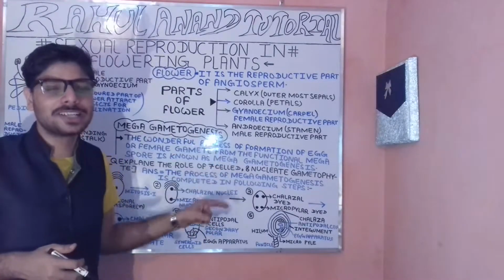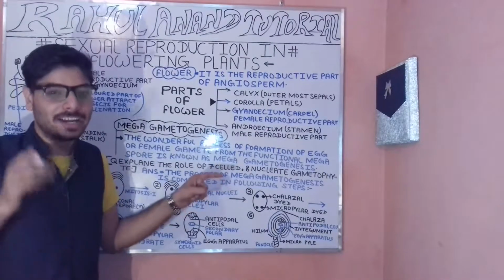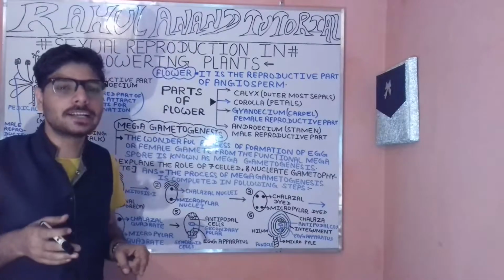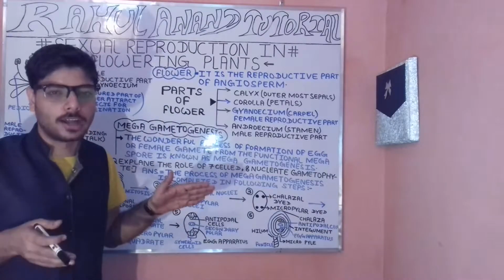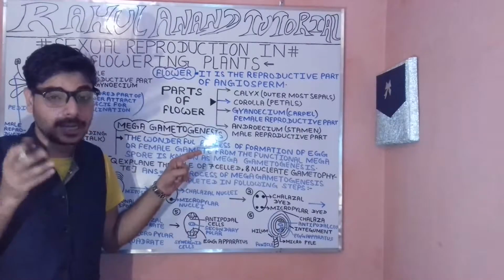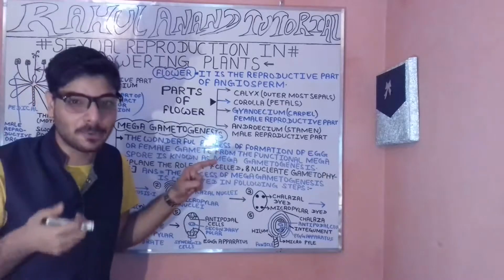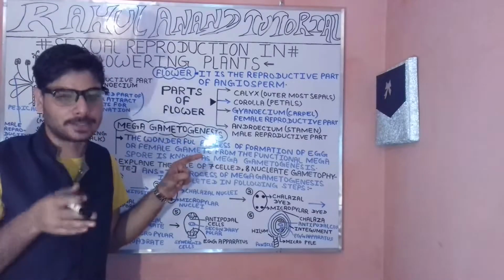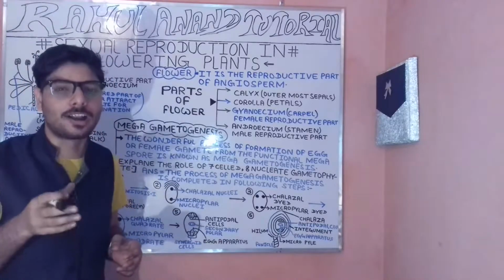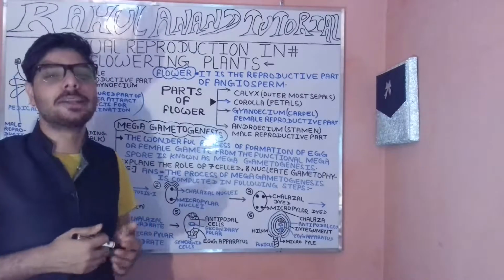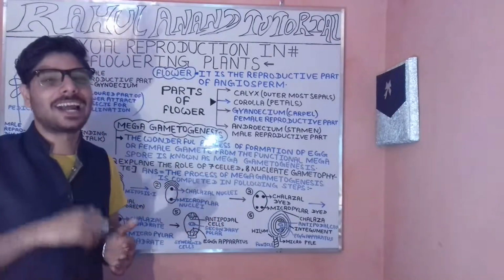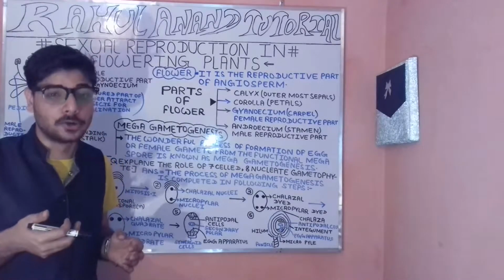Now let's try to discover the different parts of your flower, which you can find on the board. These are the calyx, corolla, androecium, and gynoecium. The calyx corresponds to the sepals. After that, you have the corolla, which is made of petals. In the third place, you have the androecium, and then the gynoecium.